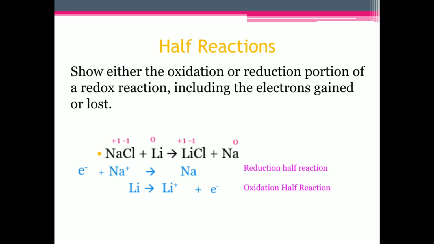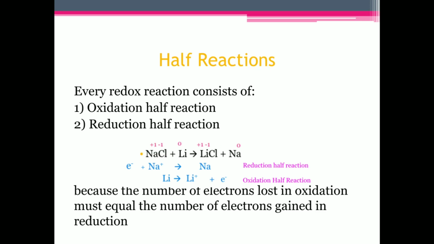Electrons that are lost are always written on the product side. So notice that in a half reaction, the element symbols are the same, and they include the charges, and electrons are also included. Every redox reaction must have an oxidation half reaction and a reduction half reaction. And these two processes must occur together because the number of electrons lost in oxidation must equal the number of electrons gained in a reduction. Recall that during all chemical processes, matter or mass, charge, as in electrons, and energy are always conserved.